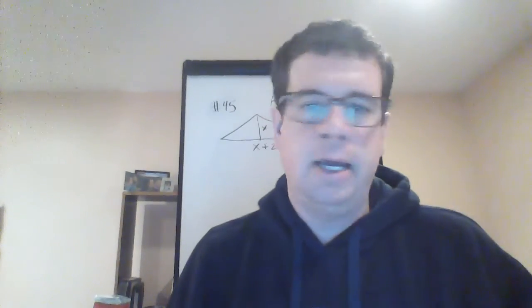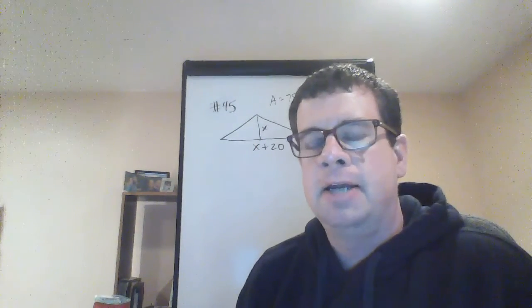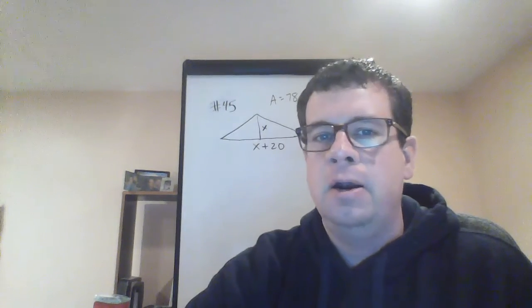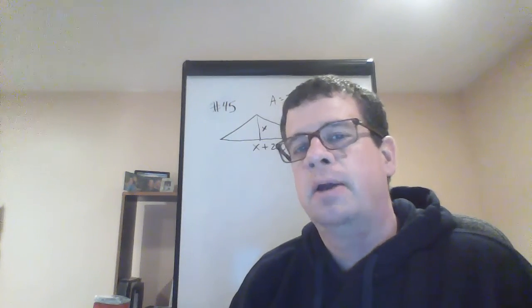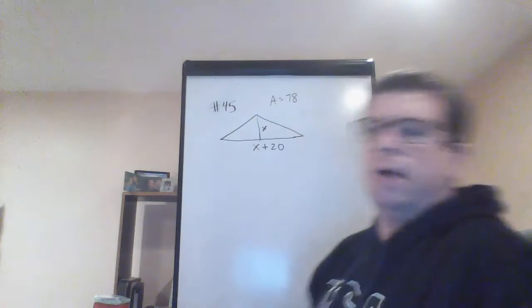All right, hey guys, taking a look now at number 45 on the 9-5 homework. Another one dealing with area. This one is the area of a triangle, so we're going to have to deal with it just a little bit differently. I've got the problem on the board back here.